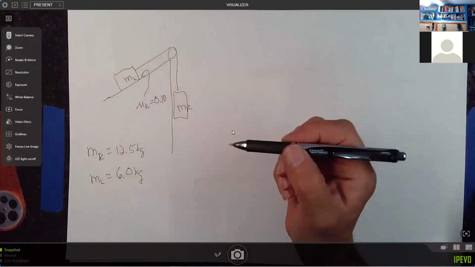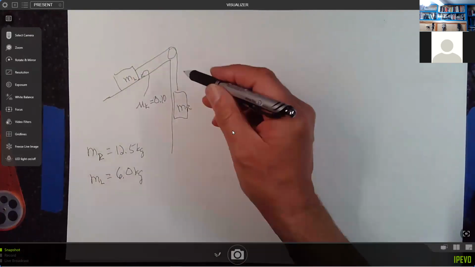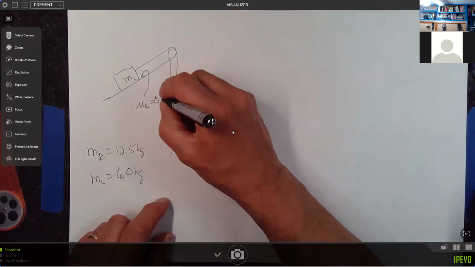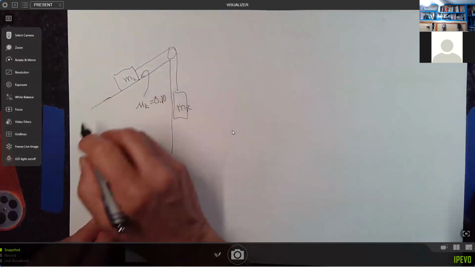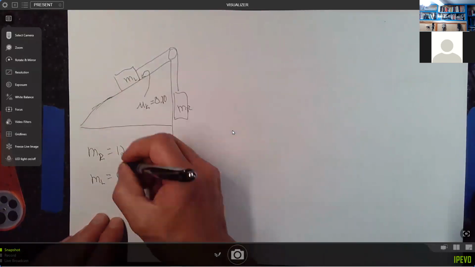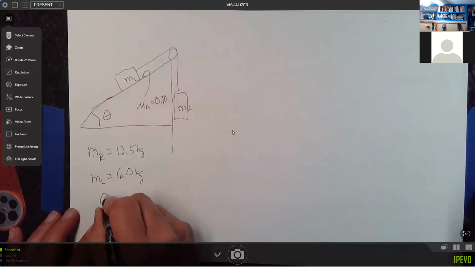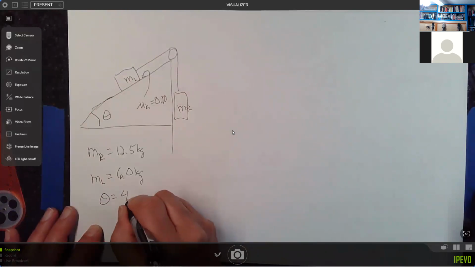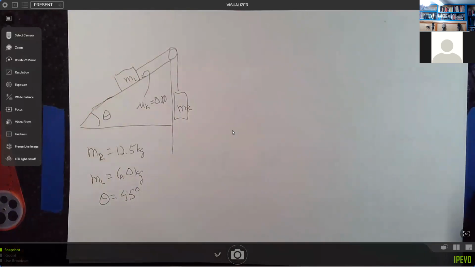Now I kind of expect that because this mass is twice what that one is, that it will accelerate downward. And I'm going to take that friction into account. Something I haven't given you yet is the angle of incline that I have here. Let's put an angle theta on here and let theta equal 45 degrees. Okay, and so I'll have to take all of this stuff into account.